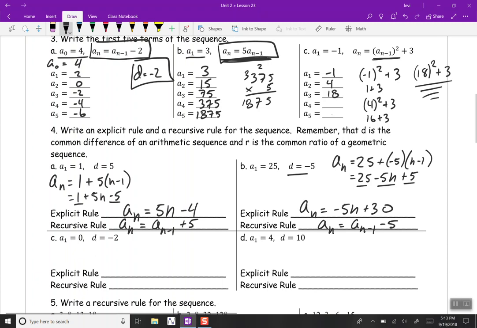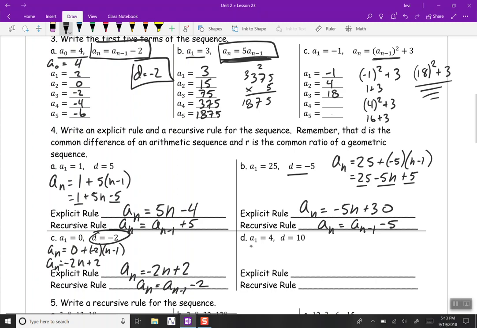Our next one, a sub n equals 0 plus -2 times n minus 1. So that's -2n plus 2. We don't have to add anymore, so a sub n equals -2n plus 2. And then our recursive rule would be a sub n equals a sub n minus 1, and we're subtracting 2 each time, so minus 2.